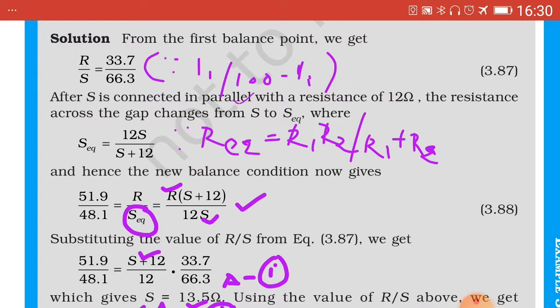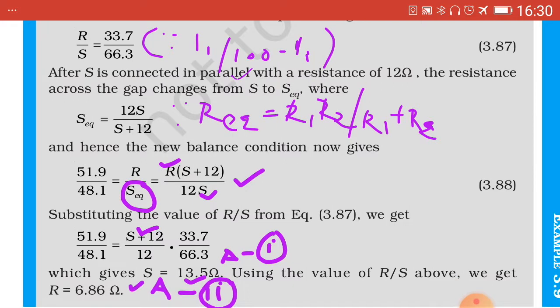Now simplifying and making S the subject of the formula, from S plus 12 taking 12 to the other side, that is minus 12, the simplified answer of S will be equal to 13.5 ohms. That is answer number 1.